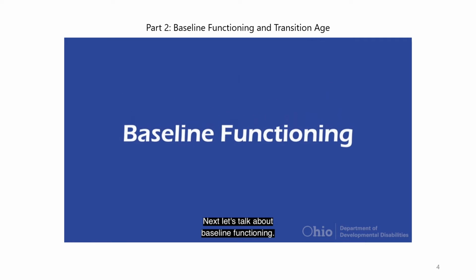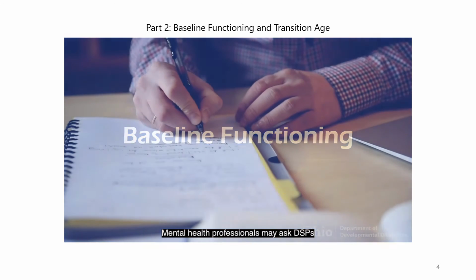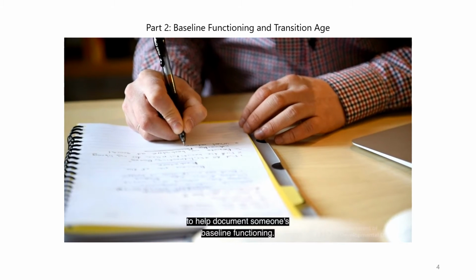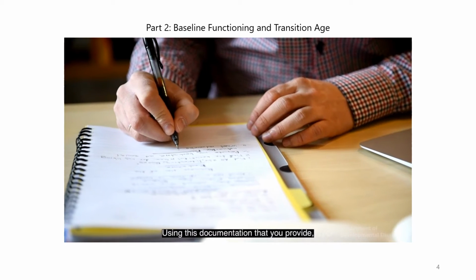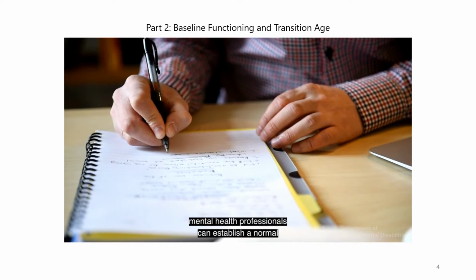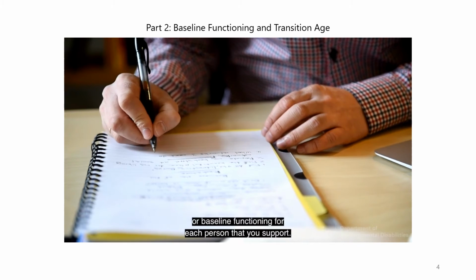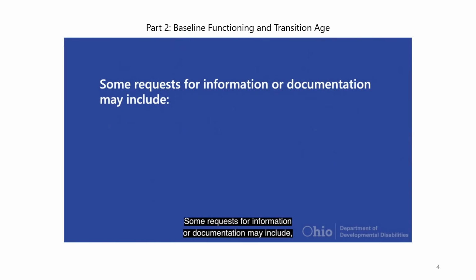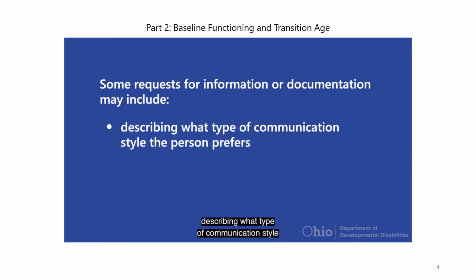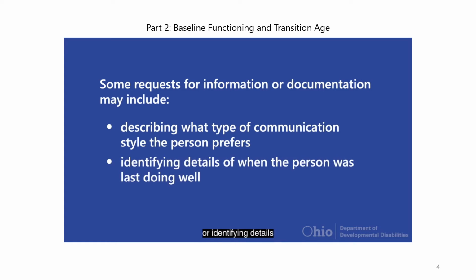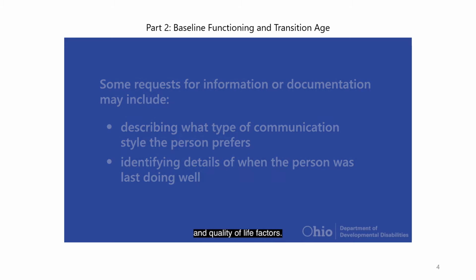Next, let's talk about baseline functioning. Mental health professionals may ask DSPs to help document someone's baseline functioning. Using this documentation that you provide, mental health professionals can establish a normal or baseline functioning for each person that you support. Some requests for information or documentation may include describing what type of communication style the person prefers when interacting with doctors or other healthcare professionals, or identifying details of when the person was last doing well, such as what medications the person was taking and when, environmental factors, support system, and quality of life factors.